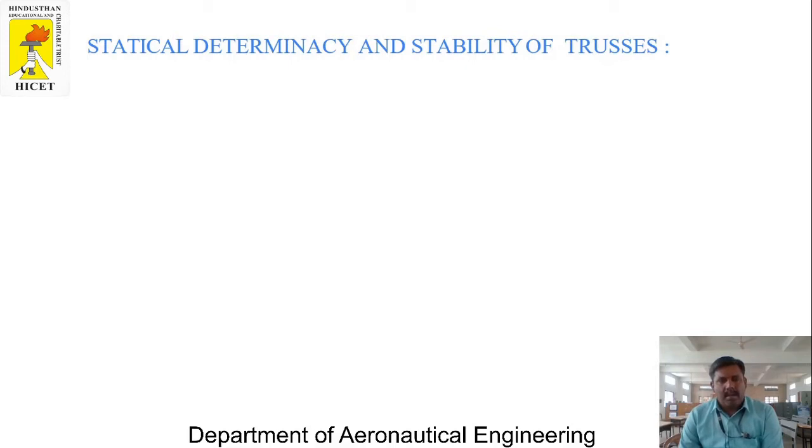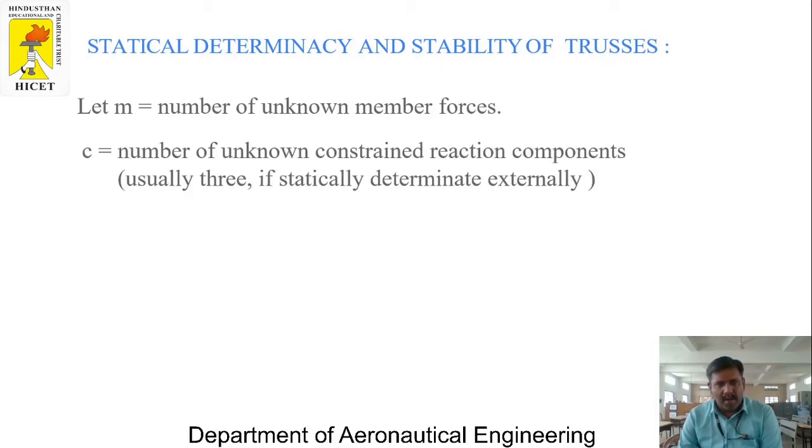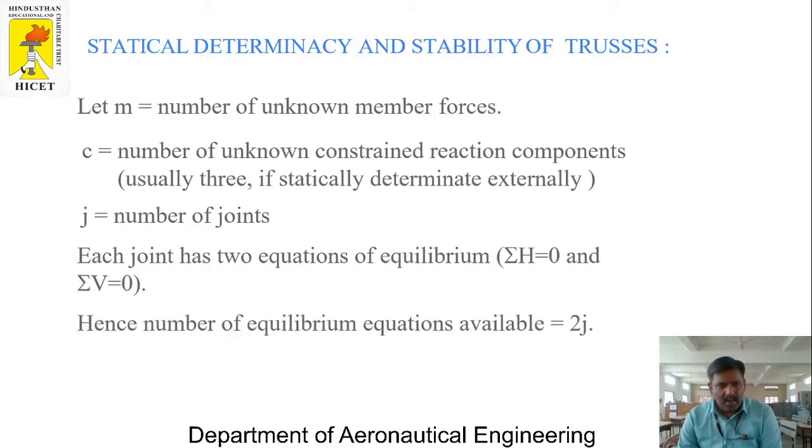Statical determinacy and stability of truss. Before analyzing any truss, we want to check the stability of the truss. Let us assume m is the number of unknown member forces, c is the number of unknown constraint reaction components, usually 3 if statically determinate externally, and j is the number of joints. Each joint has two equations of equilibrium: summation of H equal to 0 and summation of V equal to 0. Hence, the number of equilibrium equations available is equal to 2j. The total number of unknowns is equal to m plus c.